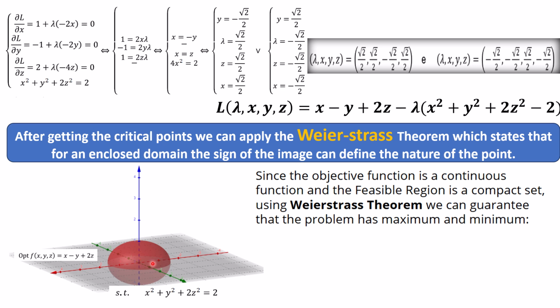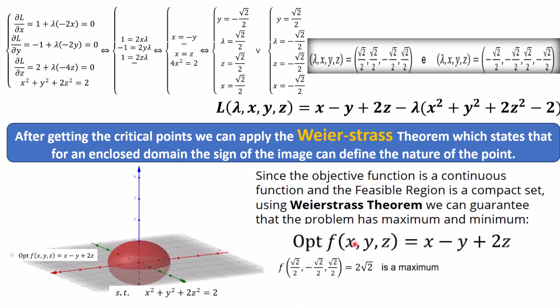So with this Weierstrass theorem, we can guarantee that the problem has a maximum and a minimum from the image value. So simply I can use this theory, just substituting the values of x, y, and z in the objective function. And since at root 2, 1 over root 2, negative 1 over root 2, and 1 over root 2, it's going to be positive, we will have a maximum value. And at the other point, we will have a minimum value.